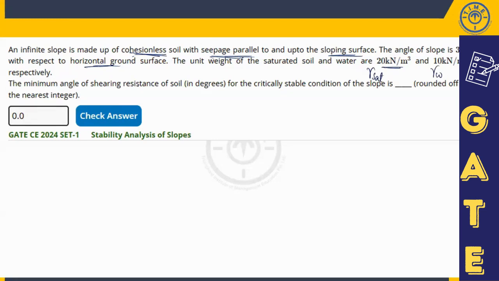The question asks for the minimum angle of shearing resistance of soil for the critically stable condition of the slope. For the slope to be stable, what is the minimum angle of shearing resistance? More shearing resistance, more stable. But just for the slope to be critically stable, what is the minimum angle of shearing resistance? He is asking us to round off to the nearest integer.